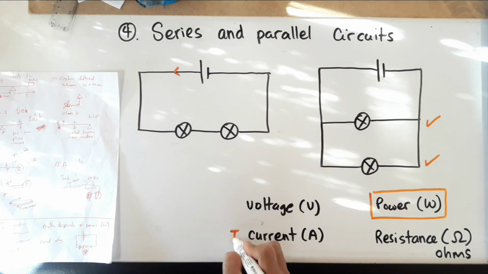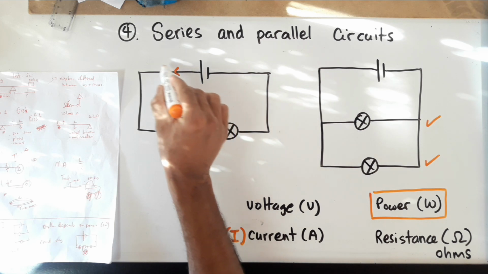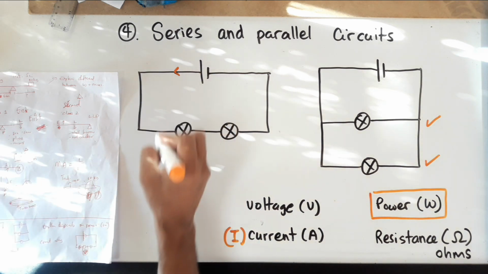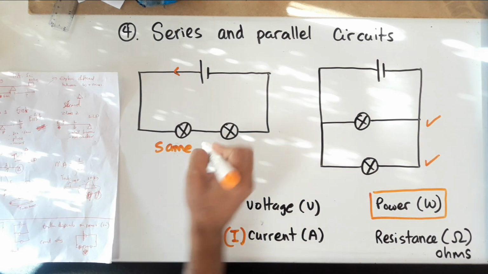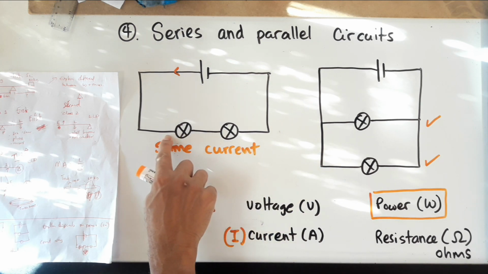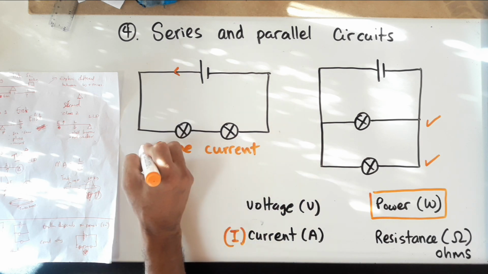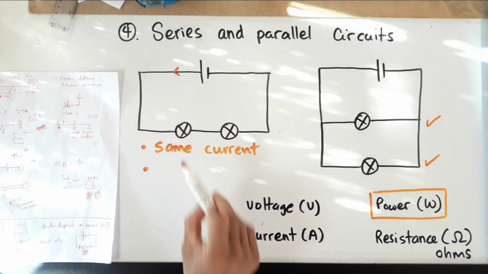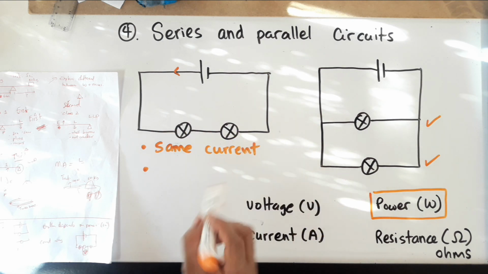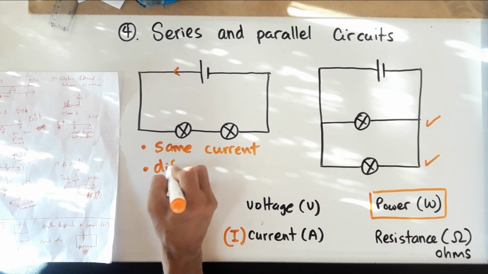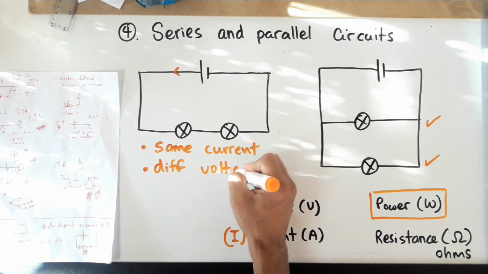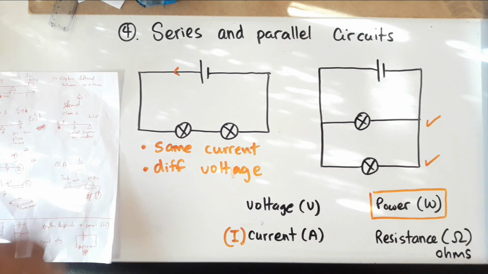Well, the symbol for current is the letter I. In series, both lamps have the same current, right? So if the current here is 5 amps, the current here will also be 5 amps. Assuming that they were different lamps, they would still have the same current. But in series, they will have different voltages. Voltage, sorry. So that's one thing you need to know about a series circuit.